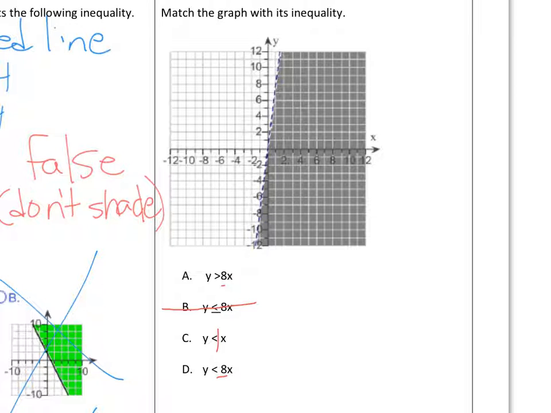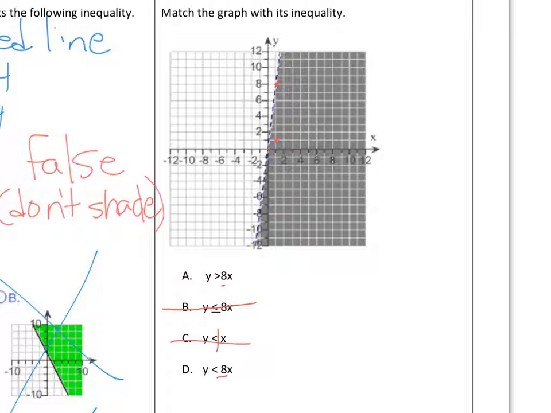So if I start at 0, 0, if I go up 1 over 1, I would be here. So the slope is not 1. So if I go up 8 and over 1, then I would be here, and that is on that dotted line. So I know it's either A or D. I'm just not sure exactly which one it is. The only difference between A and D is that A says greater than and D says less than. So the next thing I want to do is test a point, just like we just did, and see which one should be shaded. So if I test 1, 1, that one is shaded.